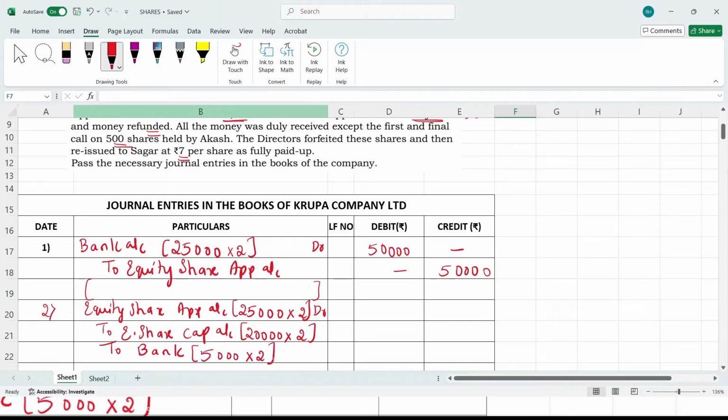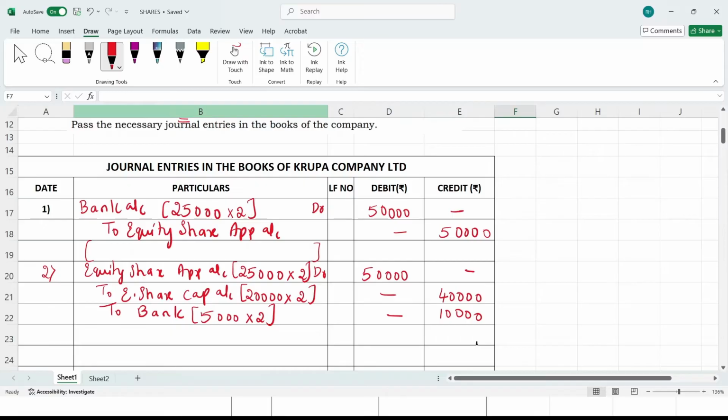5,000 into 2. 25,000 into 2 is 50,000. 20,000 into 2 is 40,000. And 5,000 into 2 is 10,000. Okay, clear? Understood? This is the major thing you have to keep in mind: in over subscription, we will get this one to the bank account.